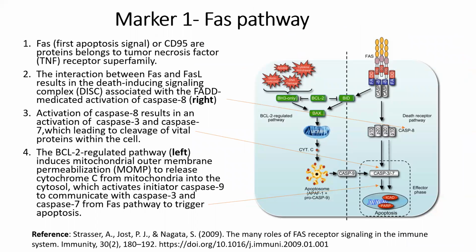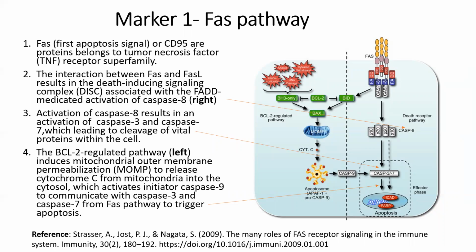For the second question, I would like to address a different biochemical pathway of apoptosis, which is the FAS pathway. FAS stands for first apoptosis signal, or CD95, which is a protein belonging to the tumor necrosis factor receptor subfamily. This is a recent article I found on NCBI. They demonstrate how the FAS pathway can cooperate with the BCL2 pathway, and that will turn to apoptosis.